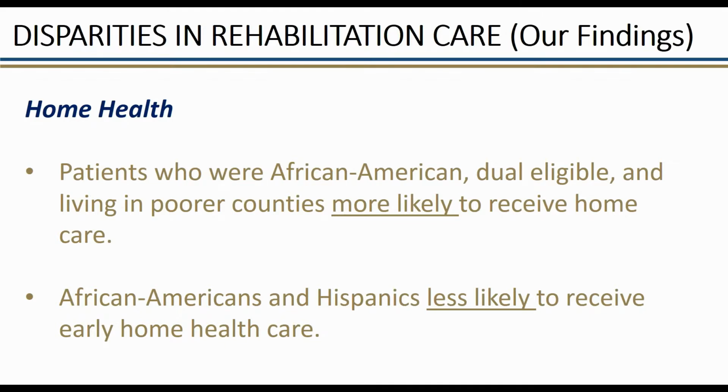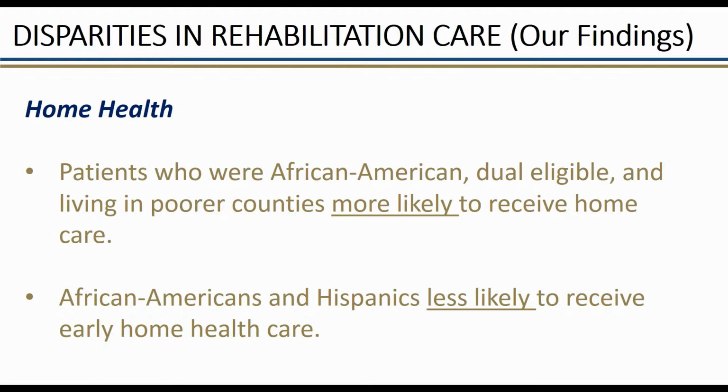As far as home health, we found that patients who were African American or dual eligible, and by dual eligible I mean they had both Medicare and Medicaid insurance, which is considered a proxy for lower socioeconomic status, and patients who were living in poorer counties were more likely to receive home care. So this is not considered a disparity. That was probably driven by need, that they needed the care more.